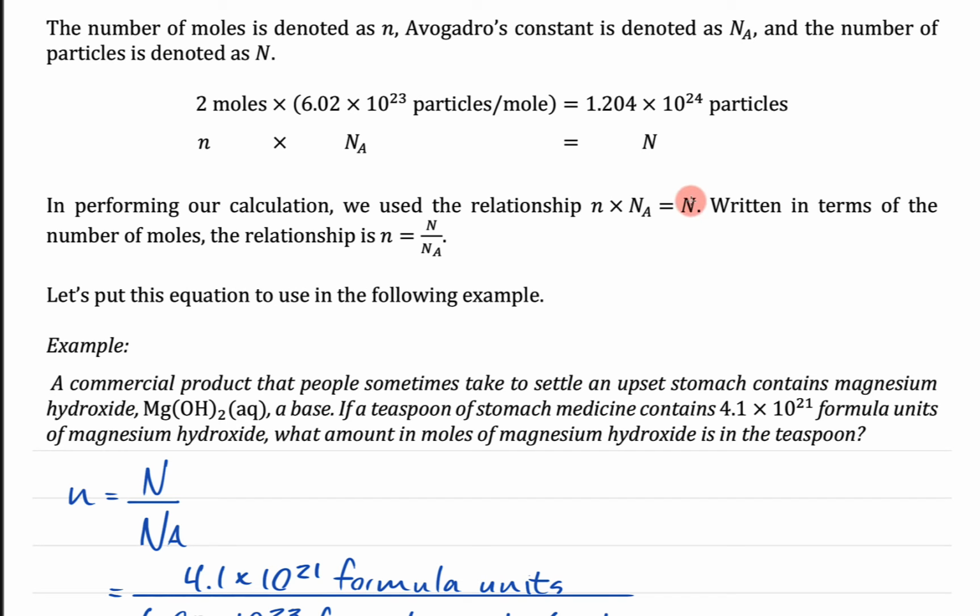Now we can equivalently write this relationship in terms of the number of moles, as we often do in chemical equations. So if I just solve for the number of moles and write the relationship in terms of the number of moles, I would get this relationship. Okay, so we have the number of moles equals the number of particles divided by Avogadro's constant. And so this handout gave you an opportunity to put that equation to use.